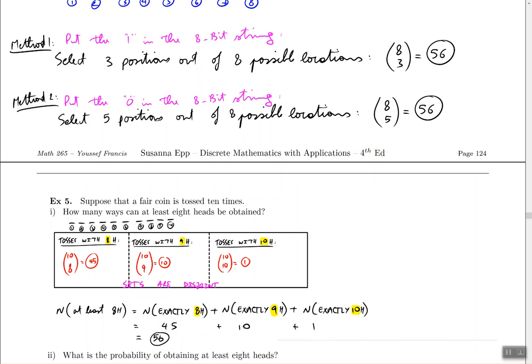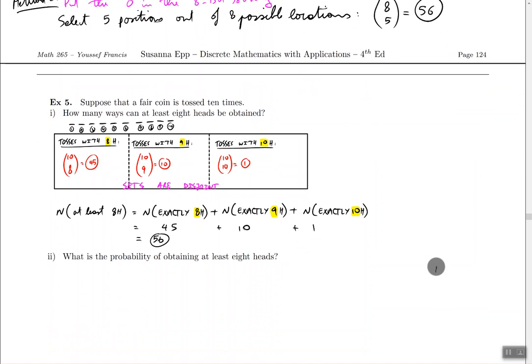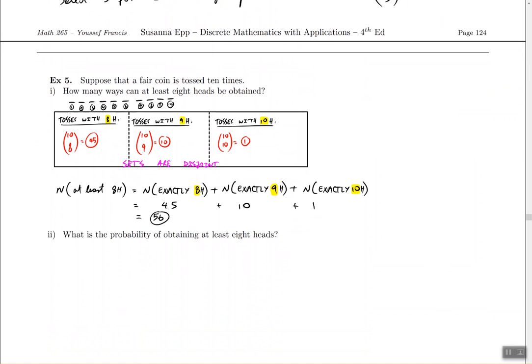Let's go ahead and write that down. So there we go. Saying that we have at least 8 heads means that we have exactly 8 heads, or exactly 9 heads, or exactly 10 heads, and the total is going to be 56. Okay. So now the question is, what's the probability of obtaining at least 8 heads? So the probability that we end up with a game that has at least 8 heads.